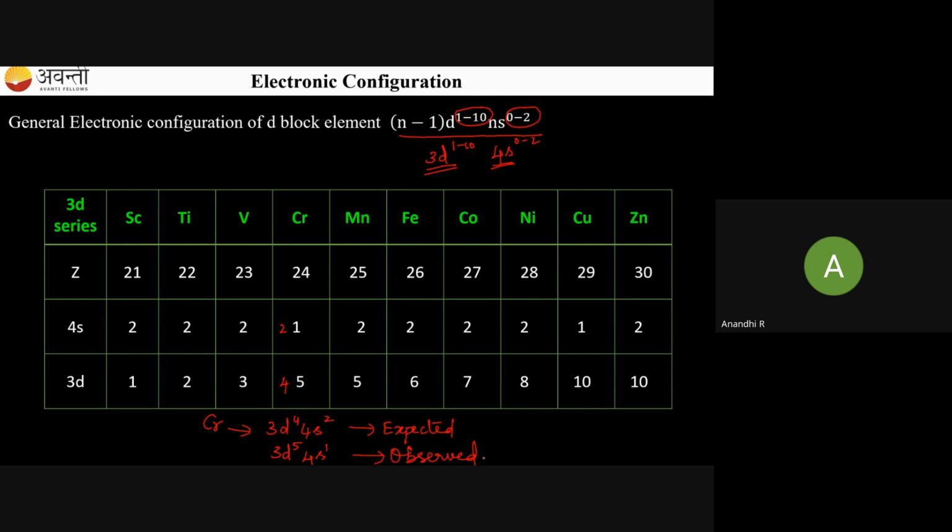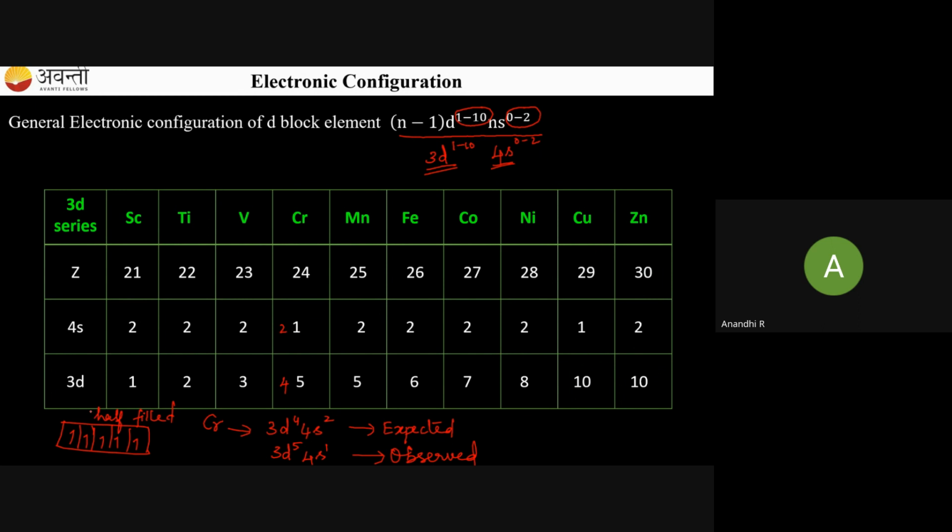Yes, very good. It is because of the half-filled configuration. So we have 5 d orbitals. Yes, Sandeep. Good. So we have 5 d orbitals, and if we put 5 electrons, one in each, the system is half-filled. Half-filled configuration and completely filled configuration are more stable than partially filled configuration.